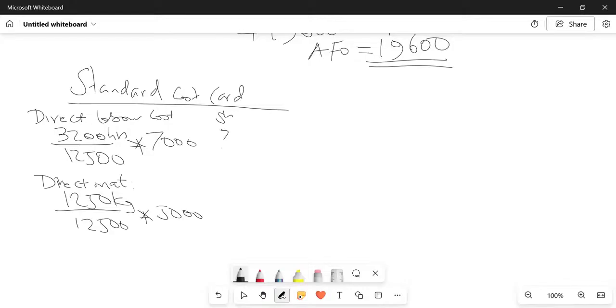Variable overheads, isn't it? So variable overhead, what are they giving us there? 3,200 hours. Is that okay? Divided by what here, somebody? 12,500. And per hour, what do we have there? 4,500. I don't need fixed cost here.